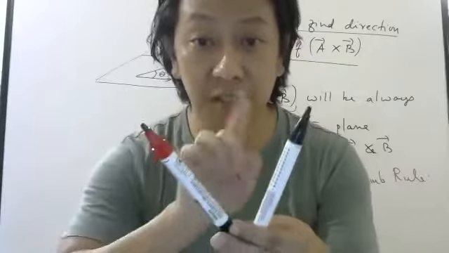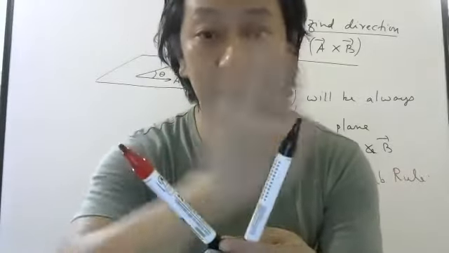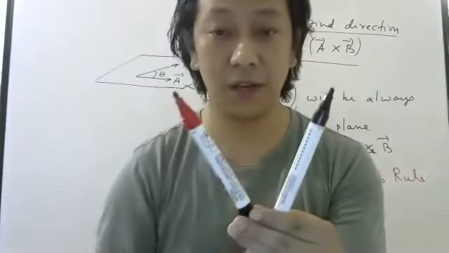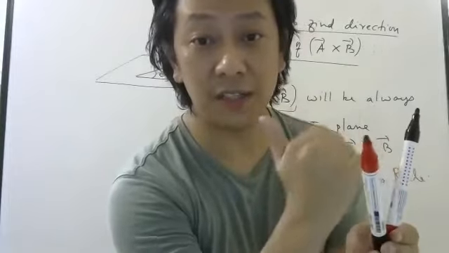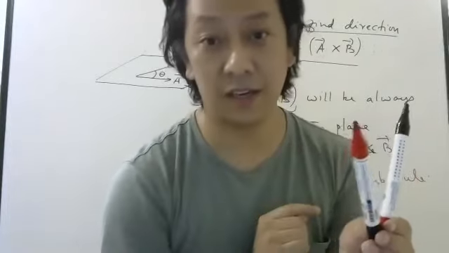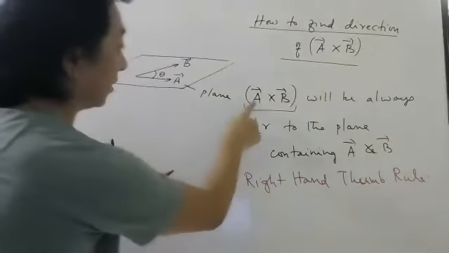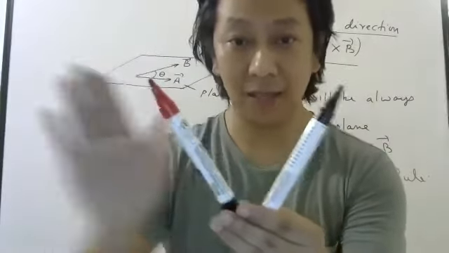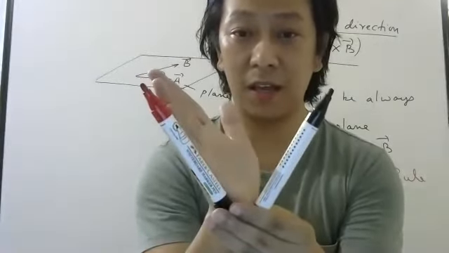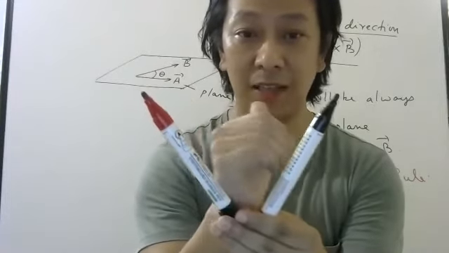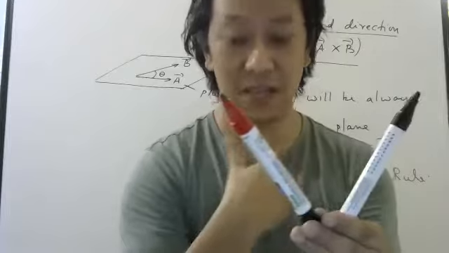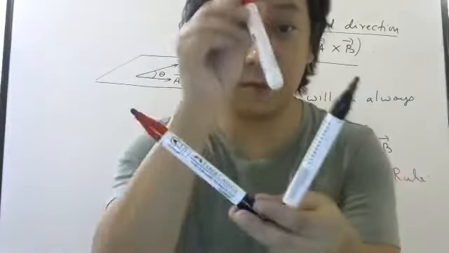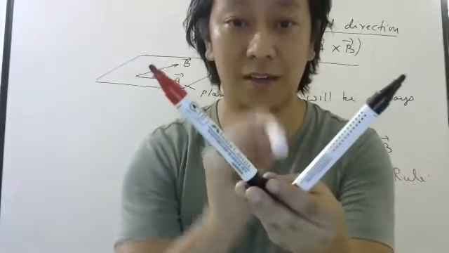How to find it? First, find the plane containing these two vectors. Then you have to curl your fingers from the first vector to the second vector. The first vector means whichever you write first. So this is your A bar, this is your B bar, this is the plane. If I do A cross B and rotate my fingers like this, the thumb will point towards me. So this third vector will be your A bar cross B bar.